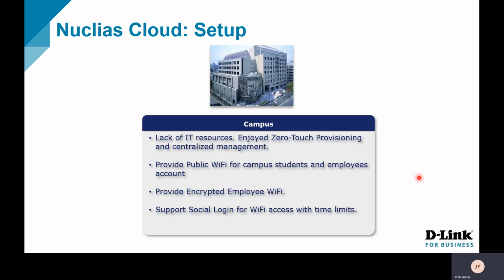So the setup is very simple. The IT administrator doesn't need to set up anything; they just plug and play very easily. For the public Wi-Fi for students, they can use the captive portal plus a RADIUS server. For the employees, they can use WPA2 and WPA3. And lastly, of course, the guests can use social login with a time limit. Very good.